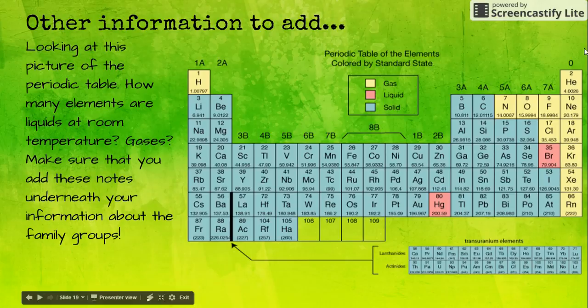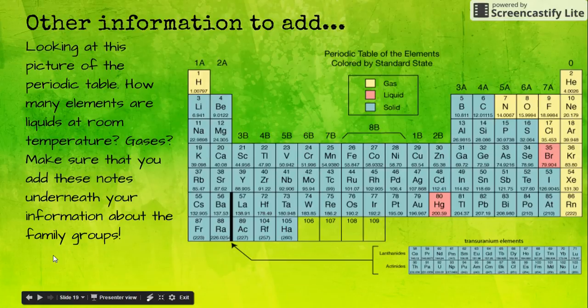And for all of our gases, so all of our noble gases, some of our non-metals, and hydrogen, you're going to put a little circle next to their atomic number so that you can remember that they are gases at room temperature and not a solid.